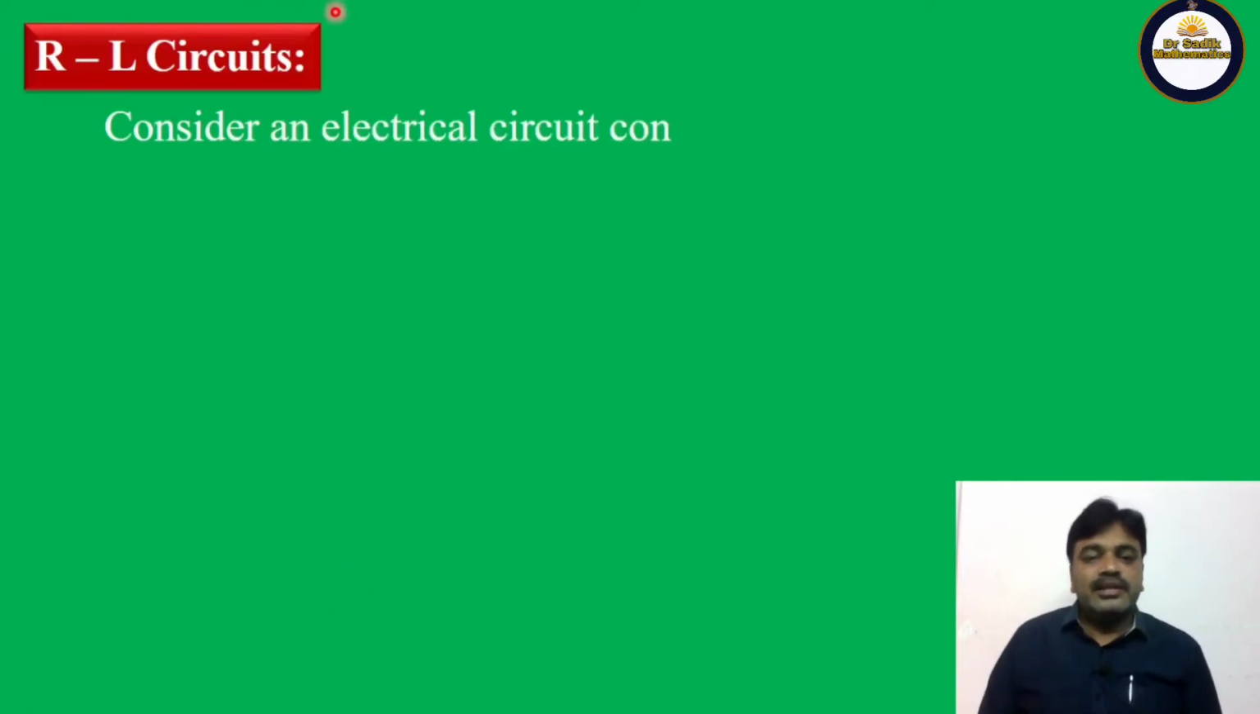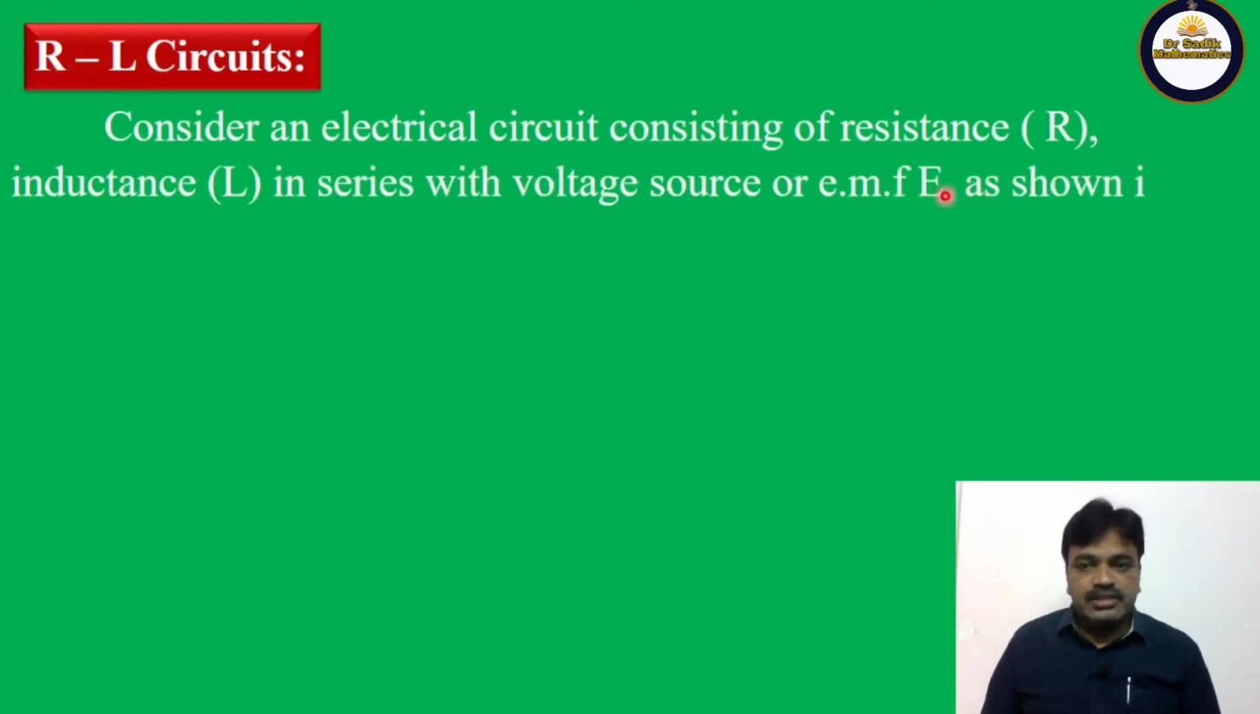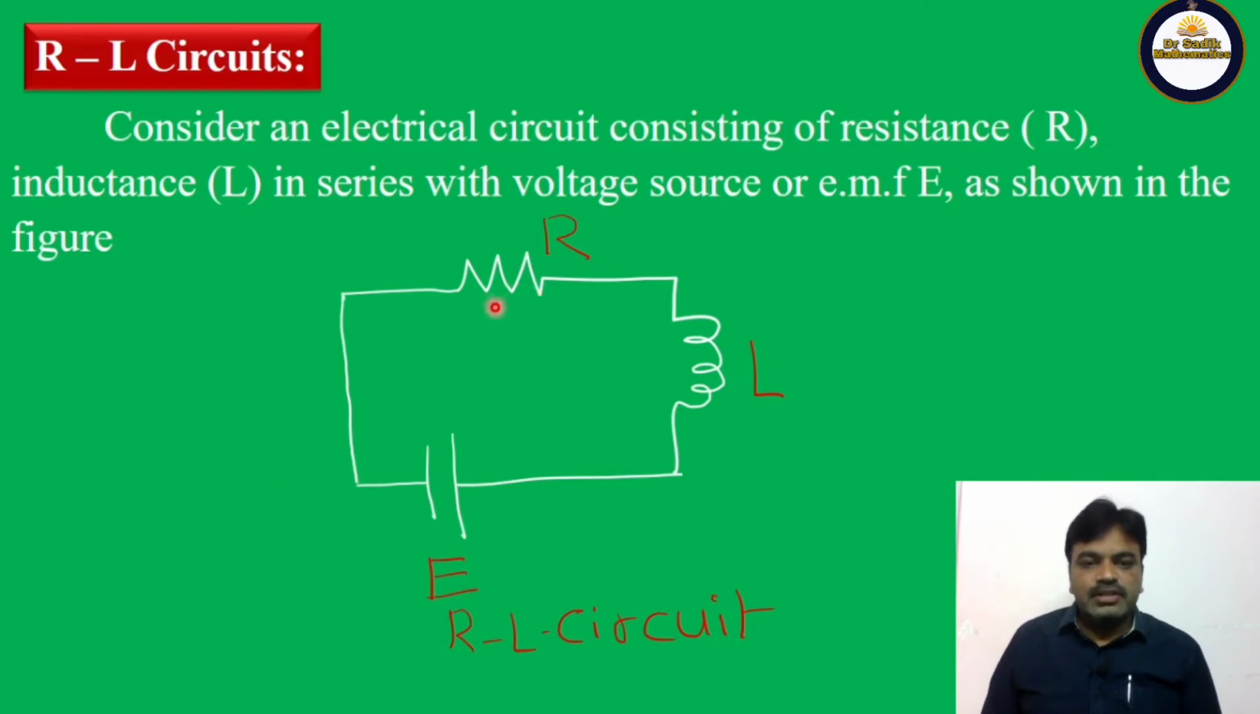Consider an electrical circuit consisting of resistance R and inductance L in series with a voltage source or EMF. The electromotive force is E, as shown in the figure. This is the RL circuit: this is the resistance, this is the inductance, and this is the EMF, the electromotive force.